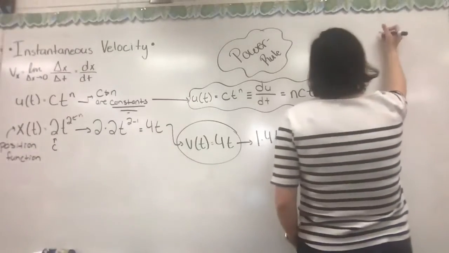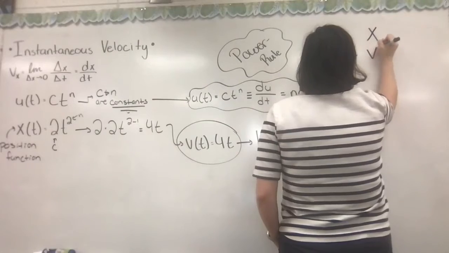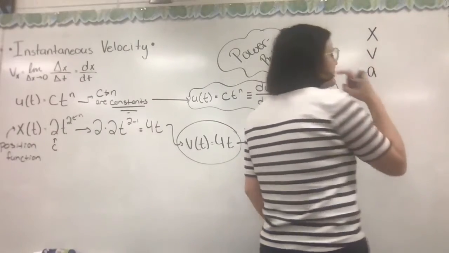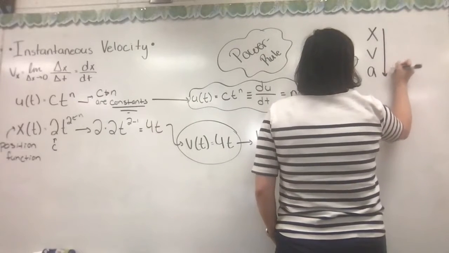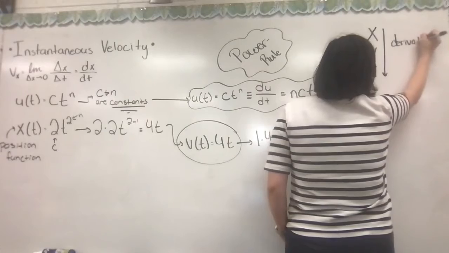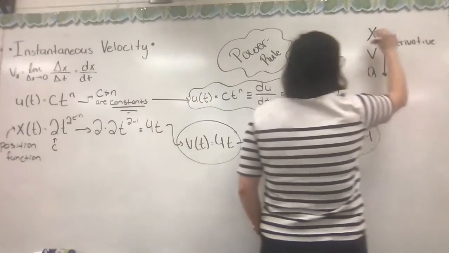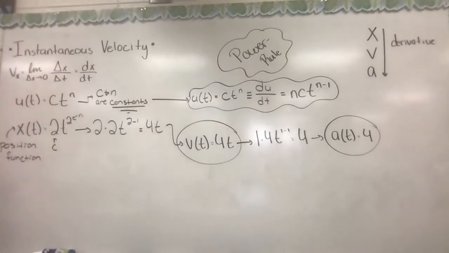Now, something that I would put in my chart or in my notes if I were you is I would write x, v, a like this, and I would draw an arrow going down and write derivative. Because to get from one to the other, you're going to take the derivative. So to go from position to velocity, you take the derivative of the position function. To go from velocity to acceleration, you take the derivative of the velocity function, okay?